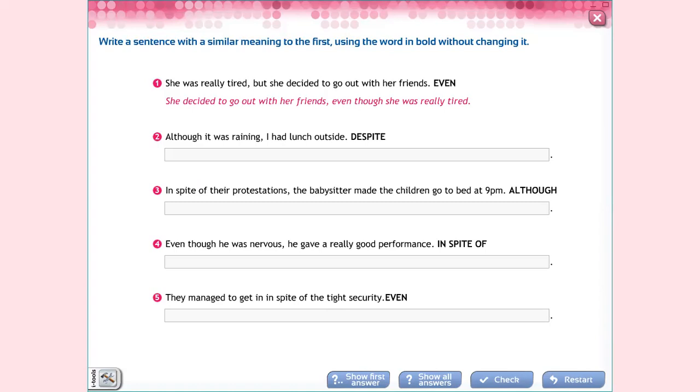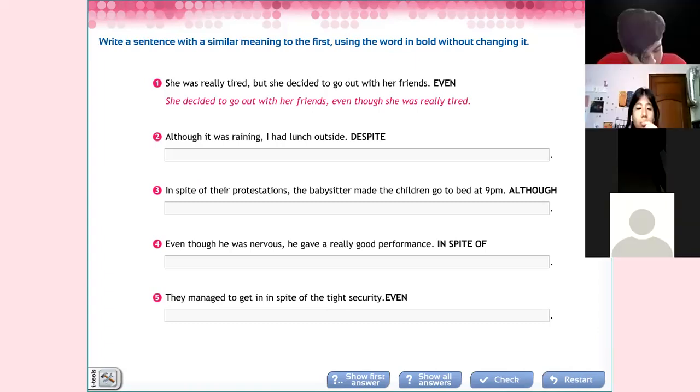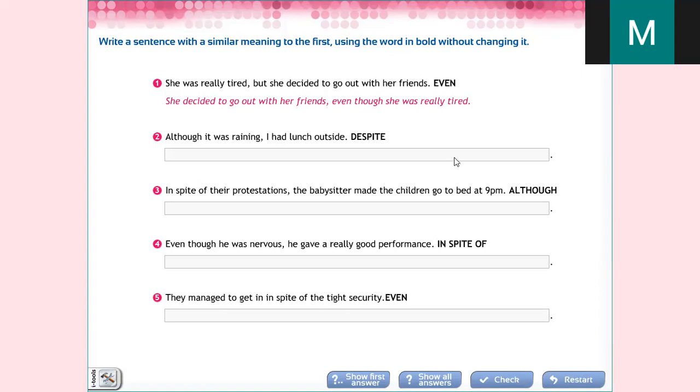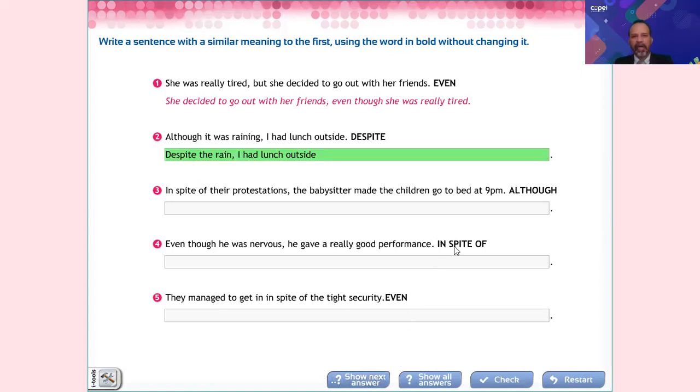Despite. Quickly. Don't be afraid. Despite. Okay, go ahead. Volunteer. Despite it was raining, I had lunch on site. Despite the rain, I had lunch outside.